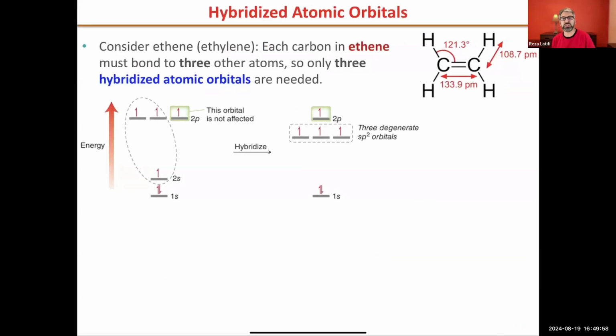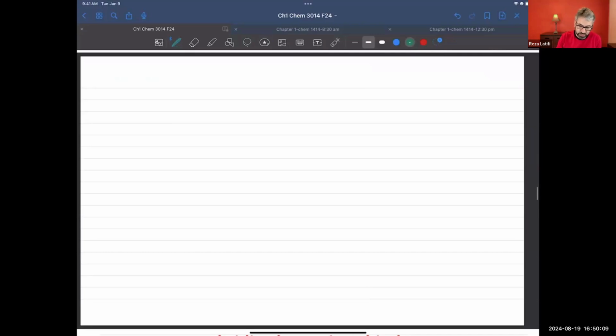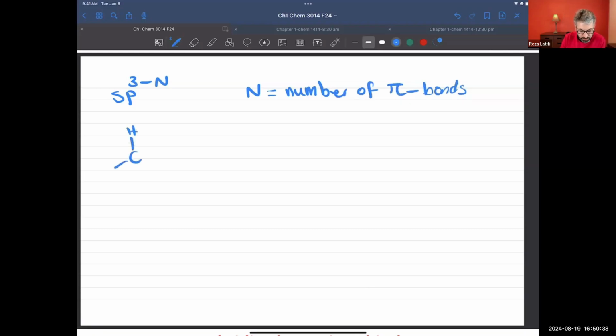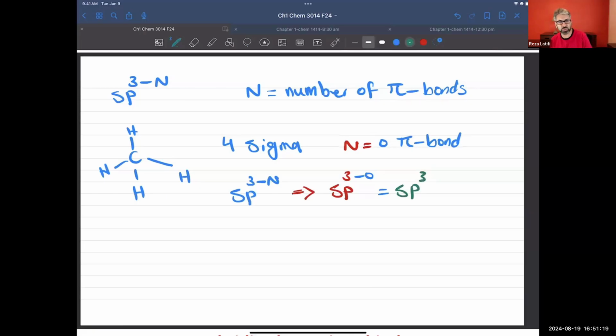But let's switch to a compound like C2H4. If you're dealing with an atom like carbon and you want to figure out the hybridization for it, use this formula: sp3 minus n. And what's the n? N represents the number of pi bonds. For CH4, we had 4 sigma bonds and 0 pi bonds. So how do I get the hybridization for carbon? You will say sp3 minus n, and n we got equal to 0. So that's sp3 minus 0, still sp3. That's one short formula that always works for carbon.